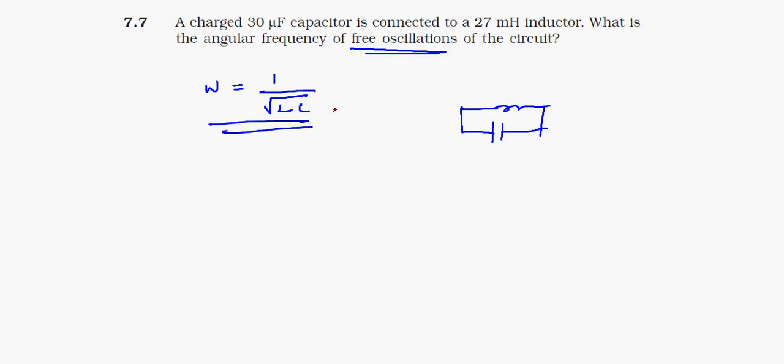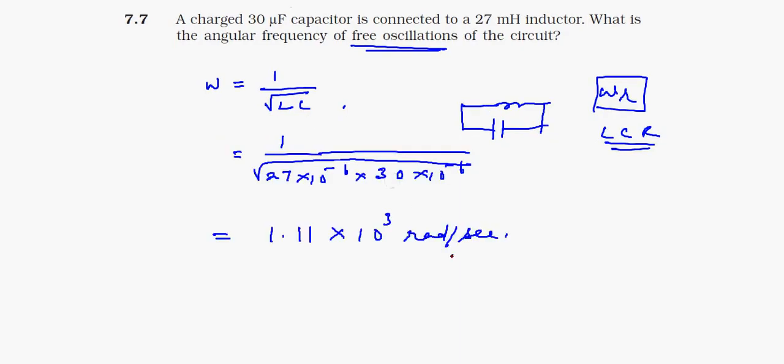This happens to be the same expression as in resonant frequency of an LCR circuit, but these two are not related. Putting the values, we get 1.11 into 10 to the power 3 radian per second.